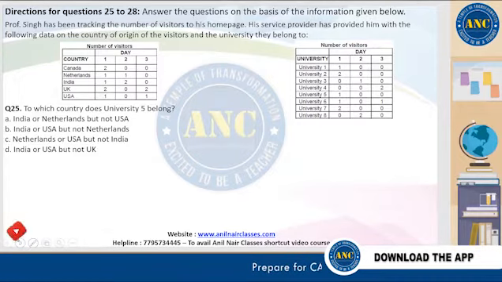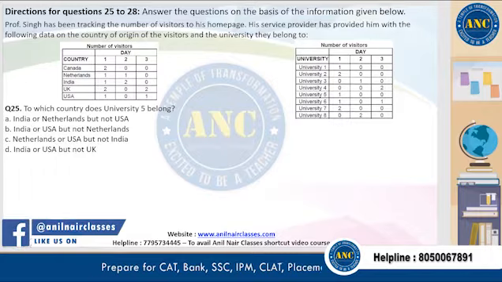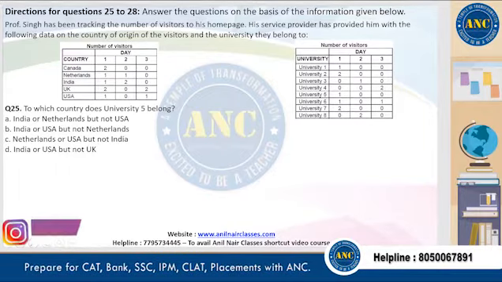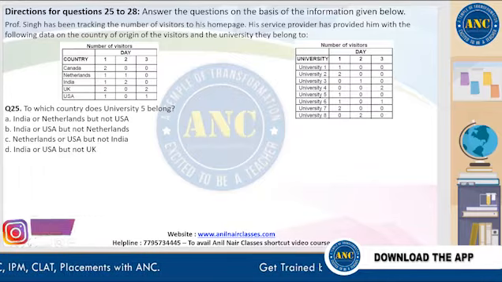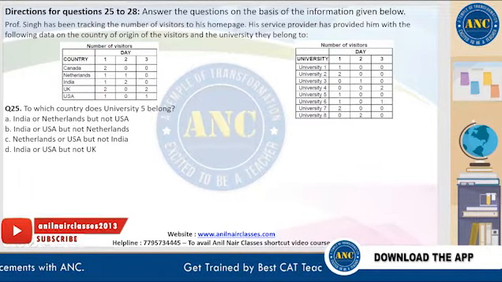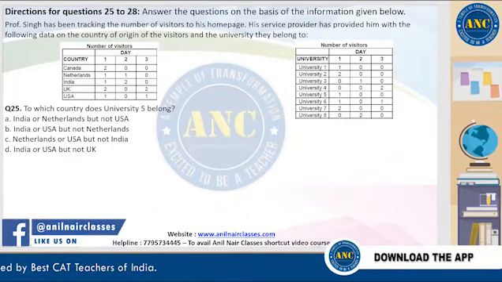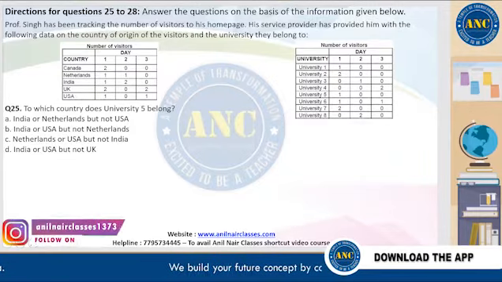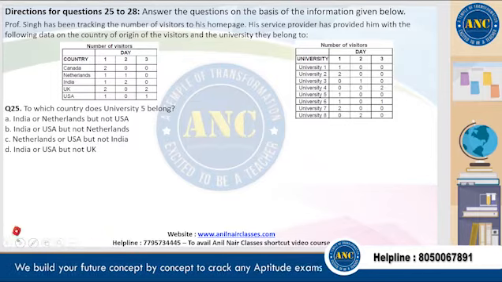So Professor Singh has been tracking the number of visitors to his homepage. His service provider has provided him with the following data on the country of origin of the visitors and the university they belong to. You'll notice there are these five countries: Canada, Netherlands, India, UK, and USA. And there are these universities 1 through 8. So we'll map the country to a university, or university to a country.